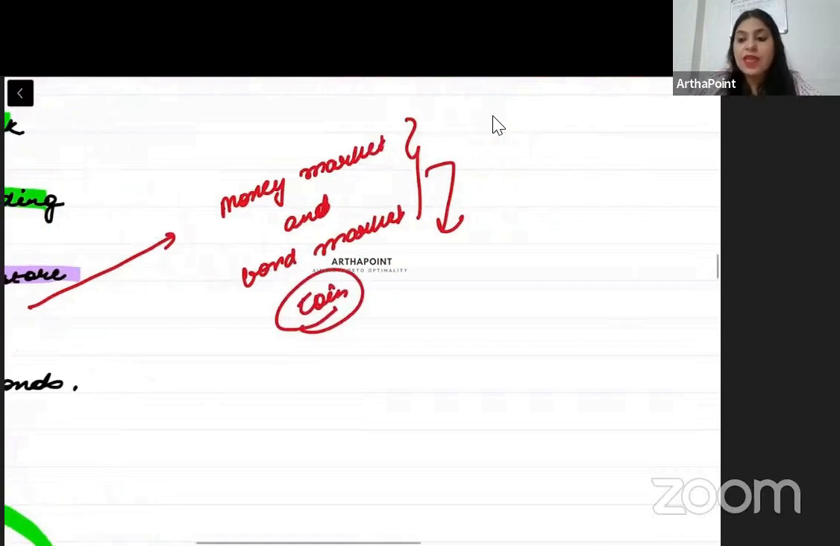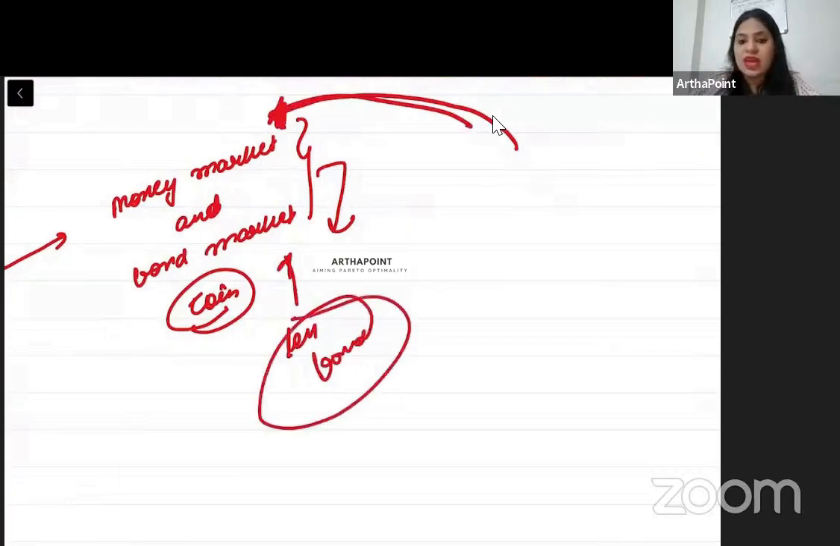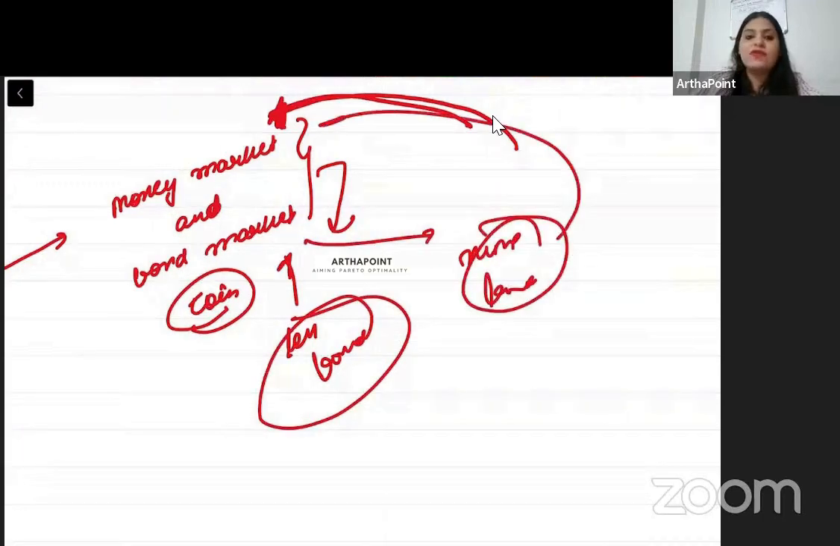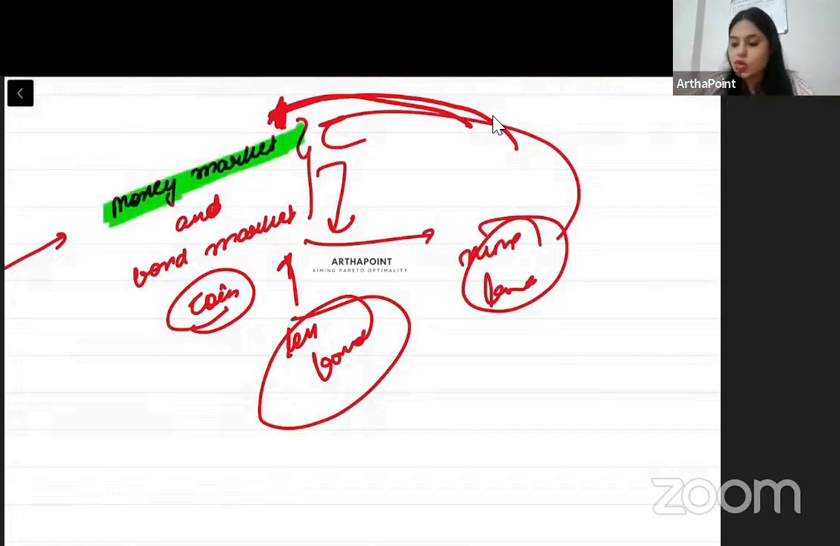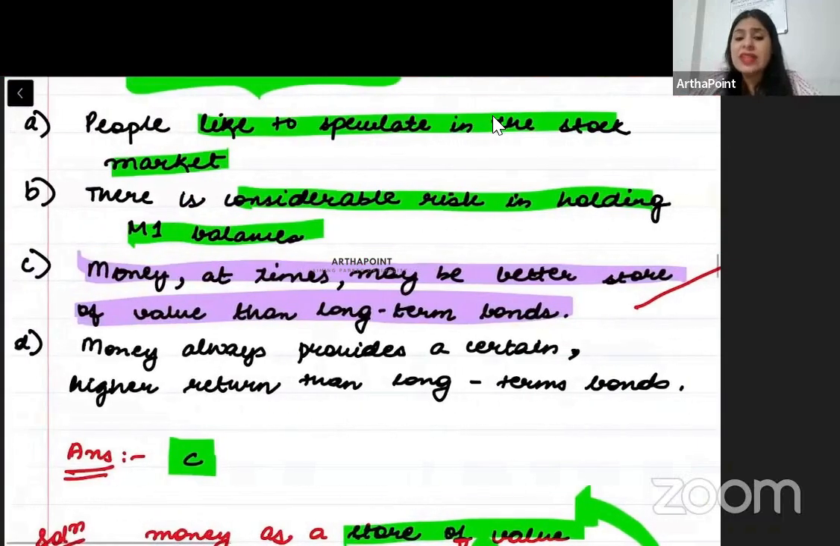So what is happening? When you invest more in the money market, you invest less in the bond market. And when you invest more in the bond market, you invest less in money. They are just two things going simultaneously. So that is why when you study one, you automatically study the other, right? Therefore, we always think that these are substitutes of each other.